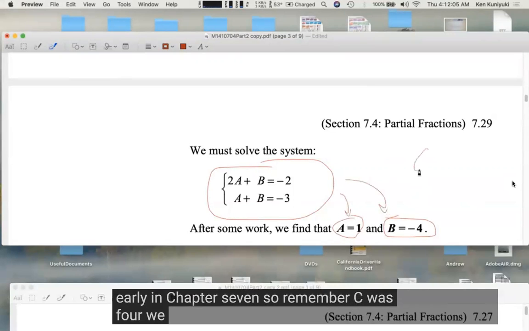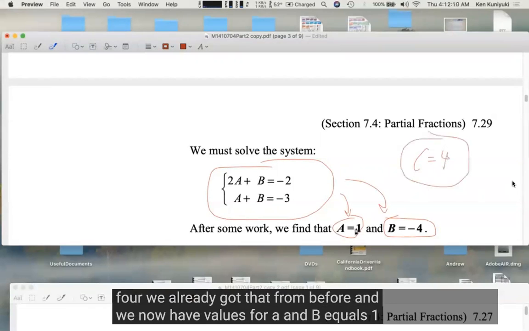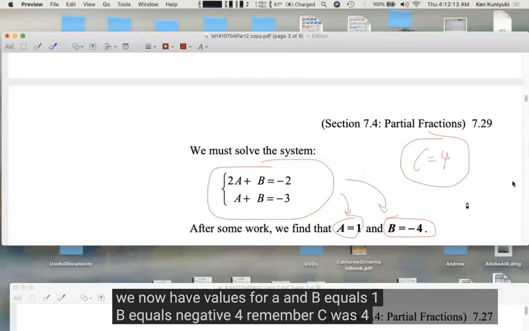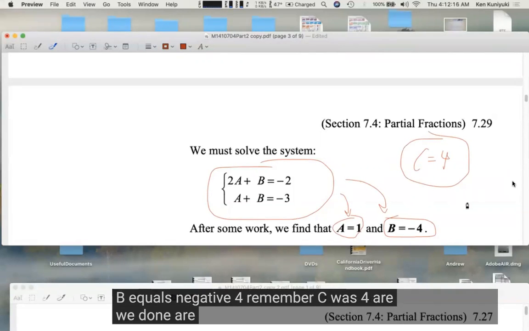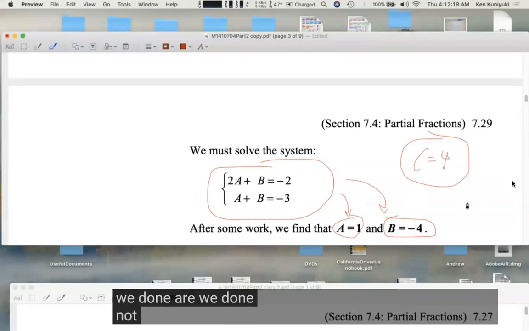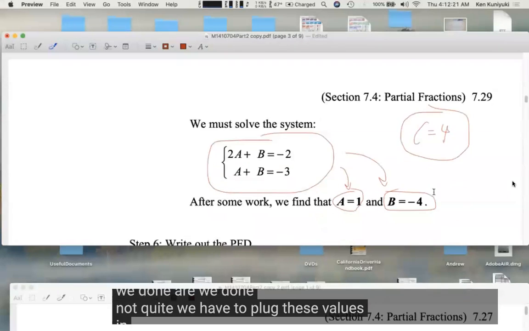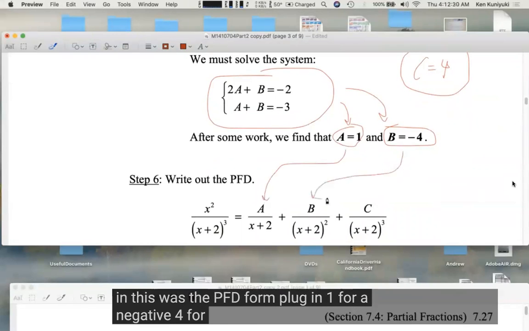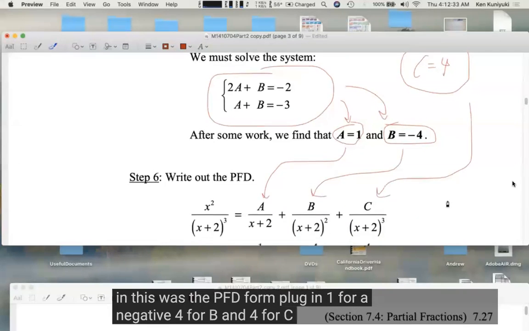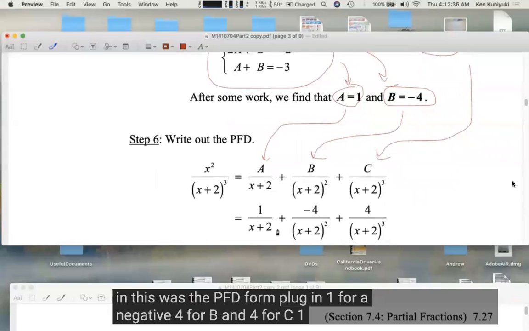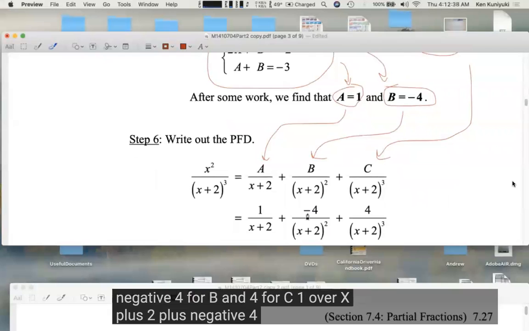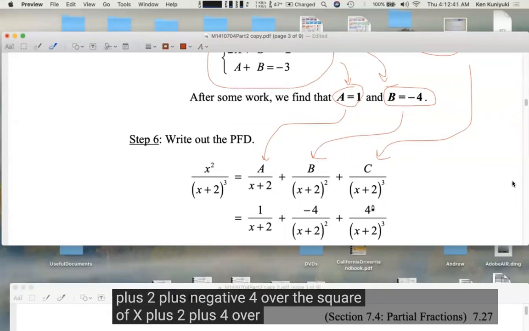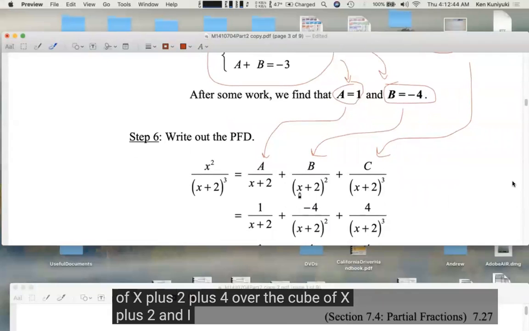So remember, c was 4. We already got that from before. And we now have values for a and b. A equals 1, b equals -4. Remember, c was 4. Are we done? Not quite. We have to plug these values in. This was the PFD form. Plug in 1 for a, -4 for b, and 4 for c. 1 over x plus 2 plus -4 over the square of x plus 2 plus 4 over the cube of x plus 2. And I would accept that.